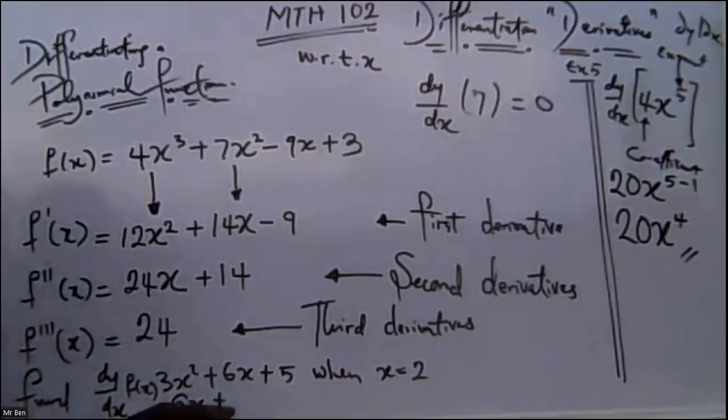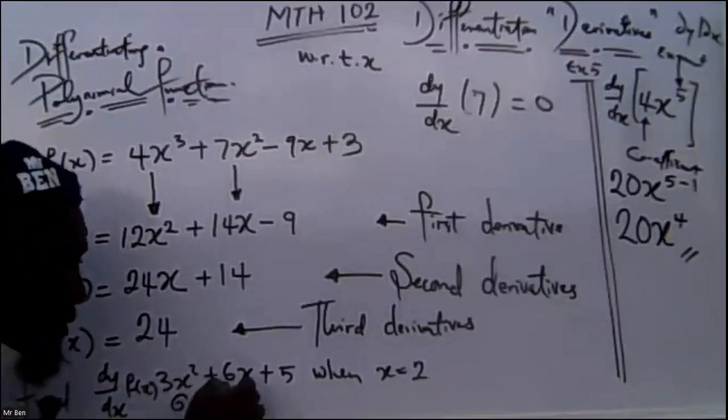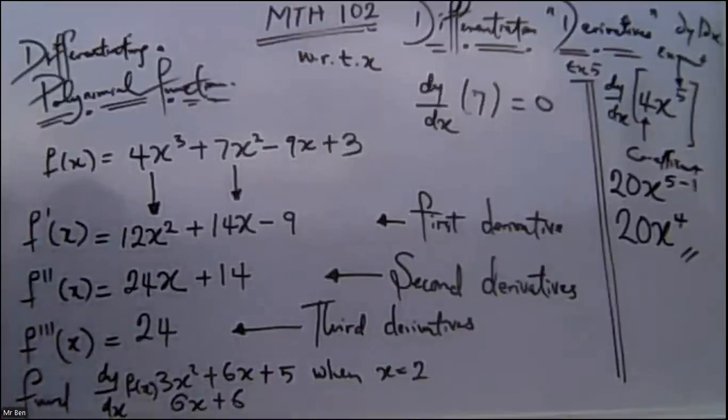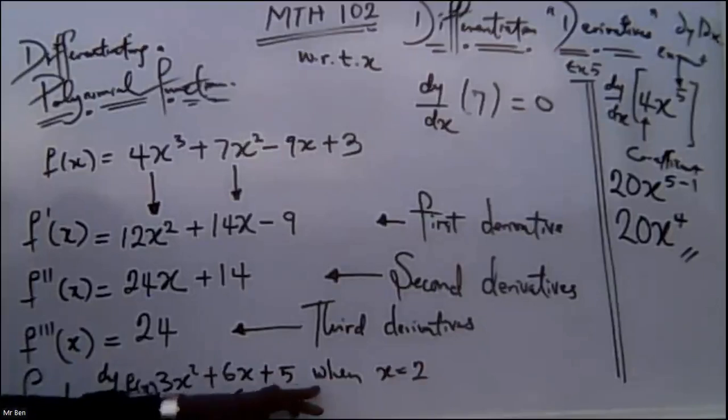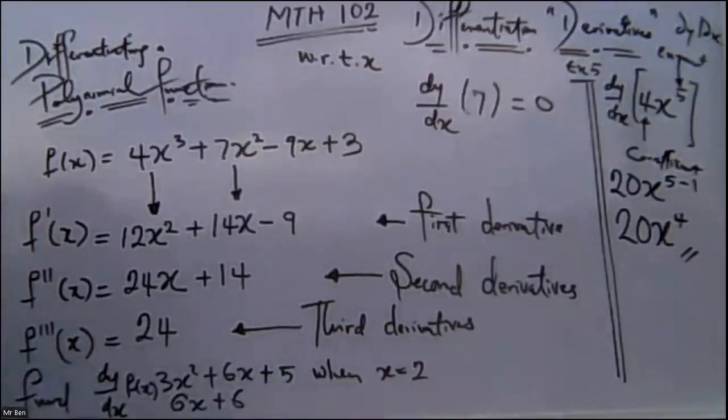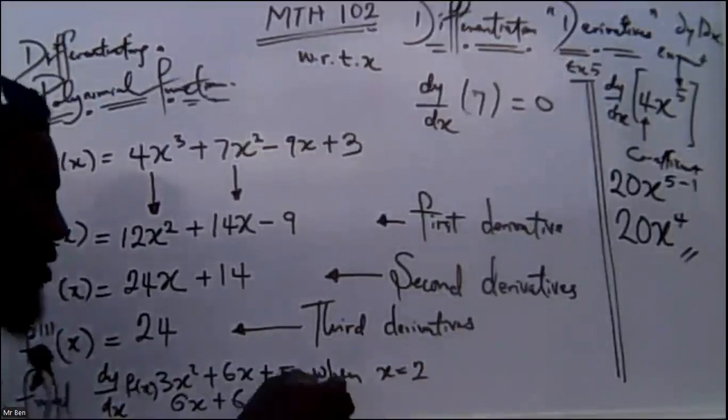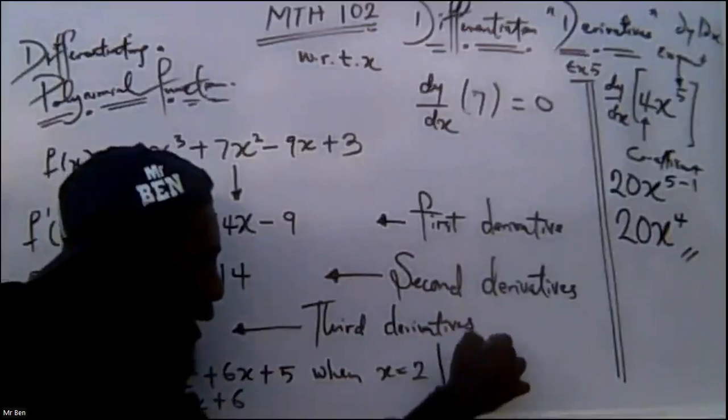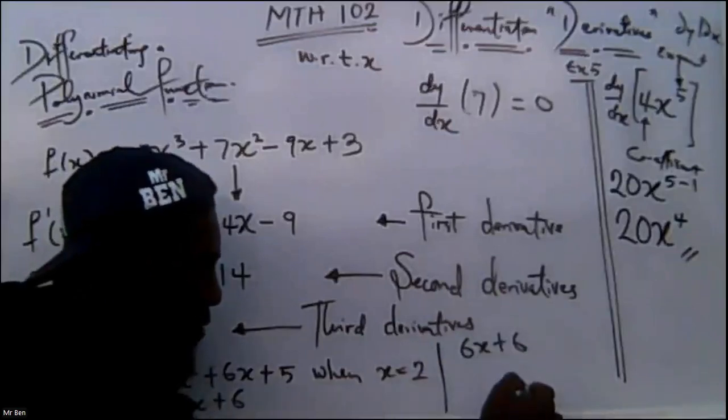Plus, when you are differentiating 6x, it will give us automatically, the answer is 6. So that is 6. That's the answer. But the question did not stop there. The question continues by saying when x is equal to 2. That simply means once you have gotten the answer, 6x plus 6, just change this x to 2.